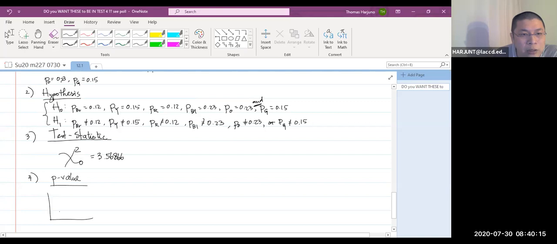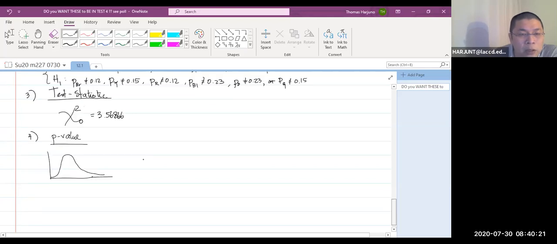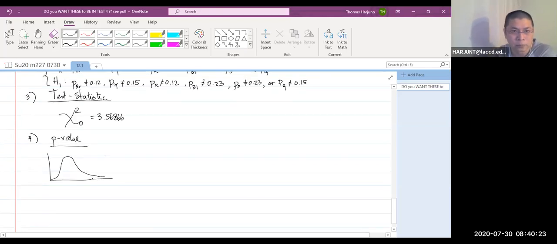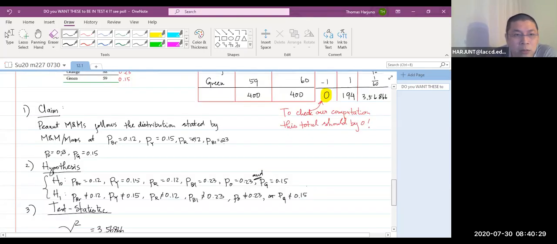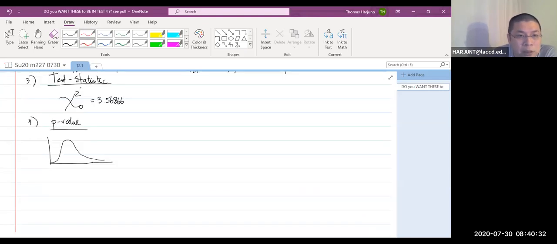That's chi-squared distribution. The thing is the degree of freedom. There are how many categories there? There are 6 categories, so the degree of freedom is 5, so the peak happens at 5, and the test statistic is here, right? It's 3.56 something. So the area to the right must be more than 50%. Don't you think so? Okay, so I expect this to be more than 50%.